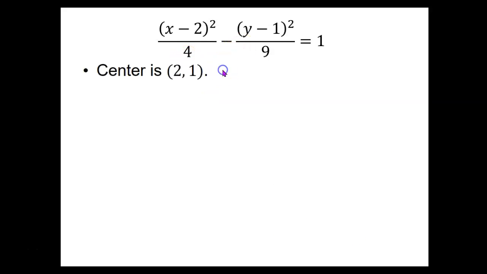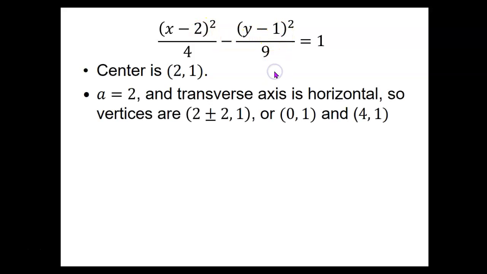Now that we have this equation, can you see the center is at the point (2, 1), the point where x is 2 and y is 1. A squared is 4, so A is 2. The transverse axis is horizontal in the x direction because it's the x part that comes first. So the vertices are at (2 plus or minus 2, 1). That is, you start at the center point and go 2 spaces in the x direction. To the left gets you (0, 1). To the right gets you (4, 1).